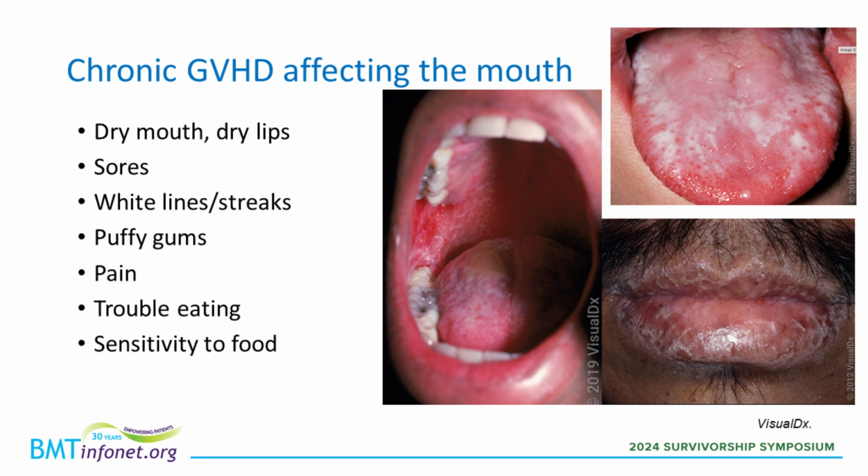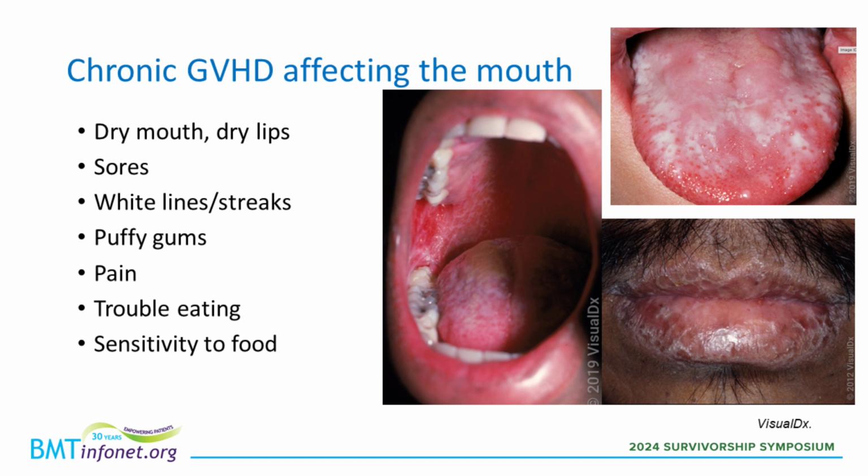Now, in the same way that we have GVHD affecting the skin, we can also have primarily oral changes or oral changes along with skin changes. The symptoms are quite varied. It can show up as dry mouth, dry lips, sores in the mouth. Sometimes we see these white little lines or streaks in the mouth. The gums could be puffy.